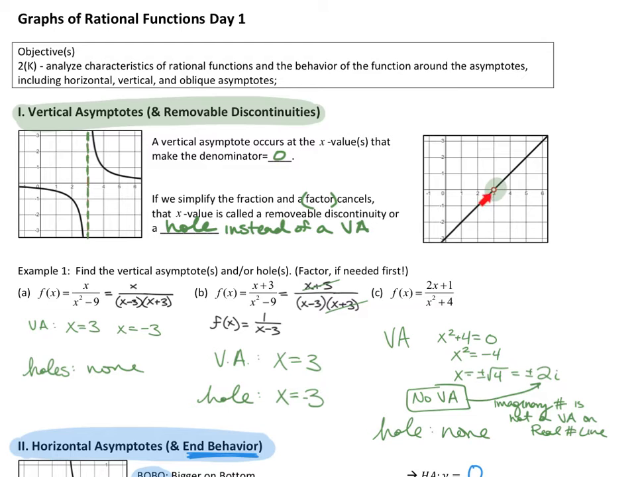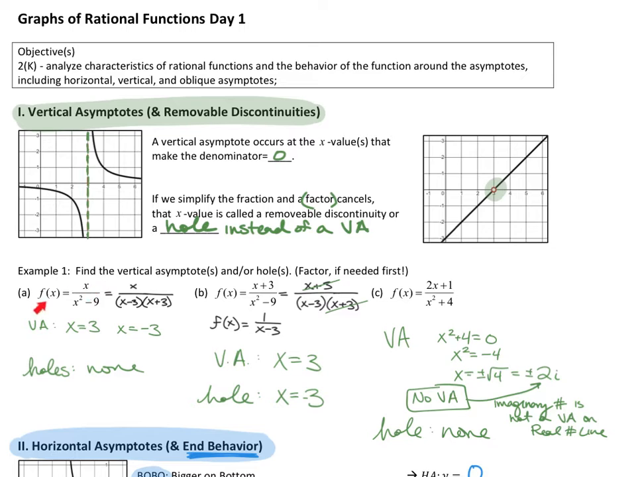Now remember, visually this is not going to show up on a graph on Desmos or in your calculator because it is so infinitesimally small. You have to know it's there so that you don't include 3, or whatever the hole happens to be, in your graph. So in example 1, we're going to find the vertical asymptotes or the hole, and factor first.